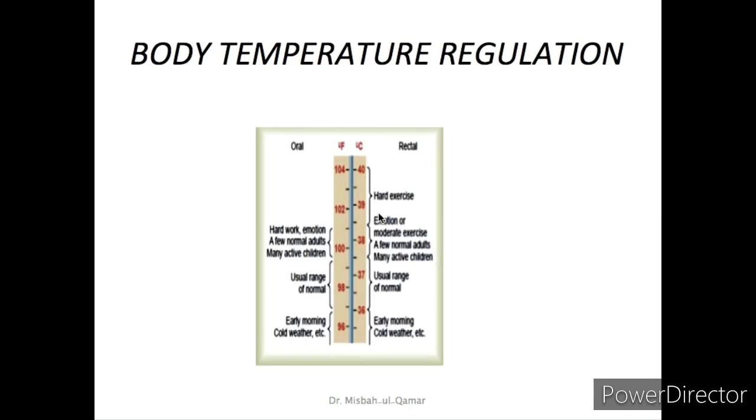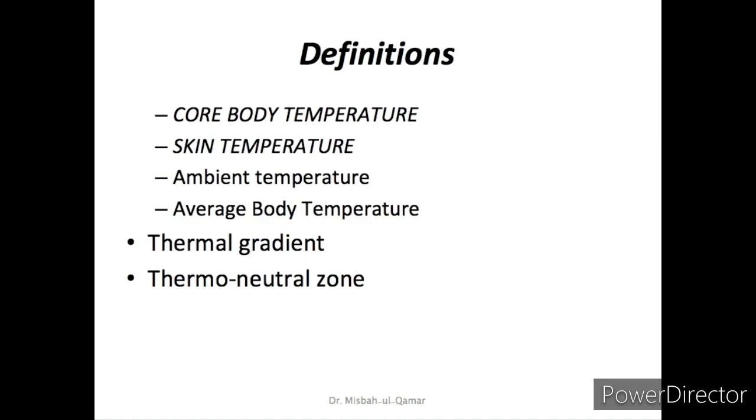But first I will introduce you to some definitions. So what is the core body temperature? It is the temperature of the deep tissues of the body, which remains nearly constant under physiological conditions. It means that it does not fluctuate more than 1 degree Fahrenheit or 0.6 degree centigrade.